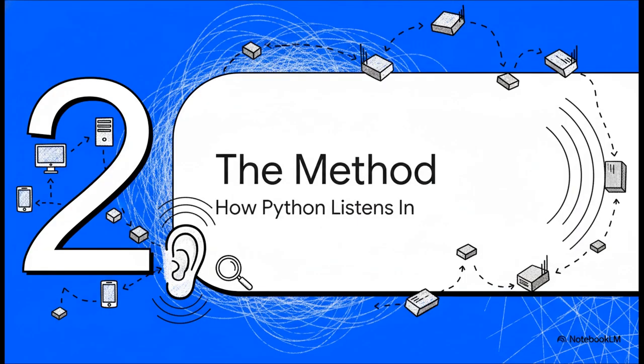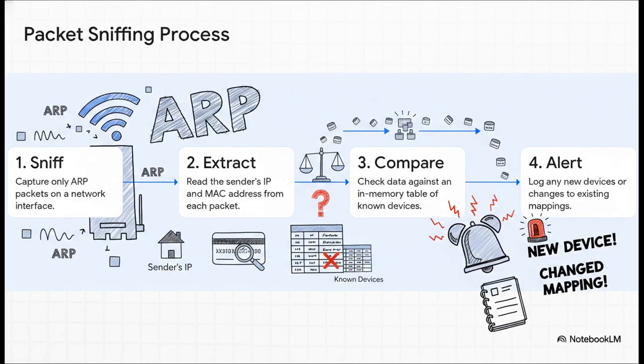Okay, so we know what we're looking for, but how in the world does a simple Python script actually hear all this network chatter? Well, the technique we use is called packet sniffing. The whole process is really just a simple four-step loop.